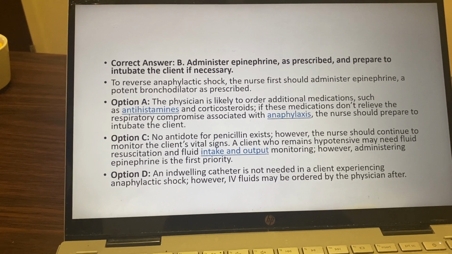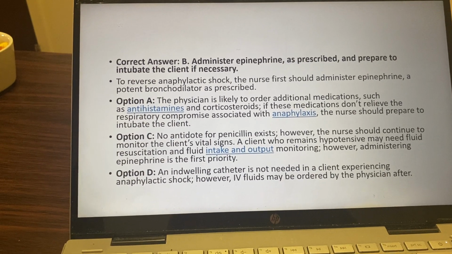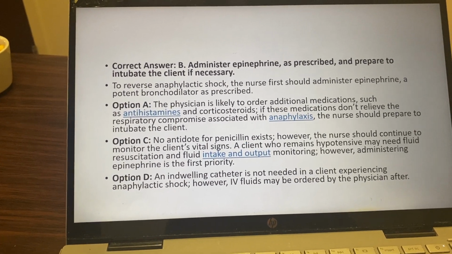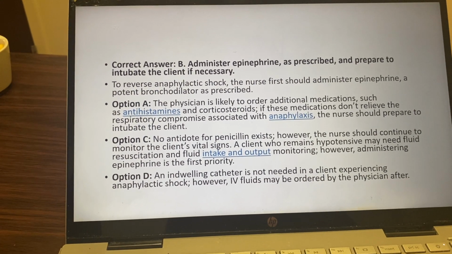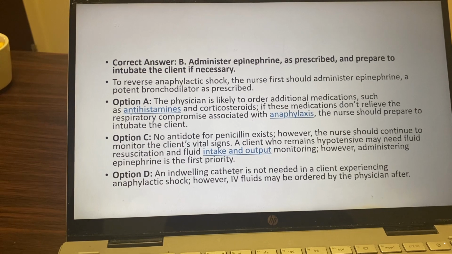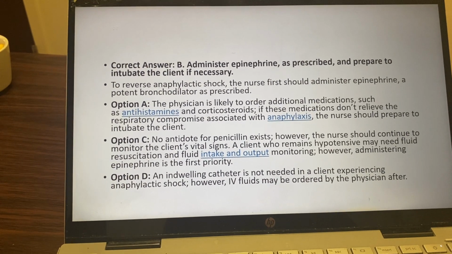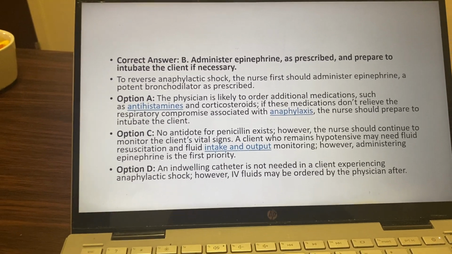Those beta receptors. A, you can see the antidote. When we're talking about A, we see the rationale here: the physician ordering other medicines. C, no antidote. And D, again, it's not getting to the root issue. So we're not going to choose that.